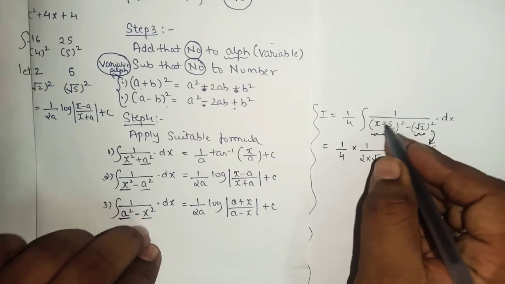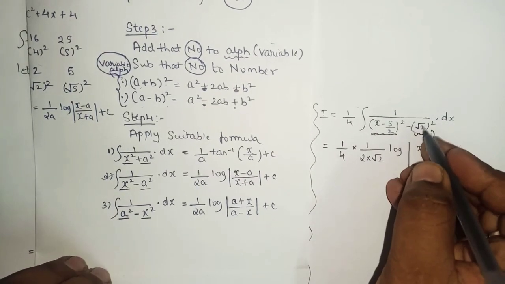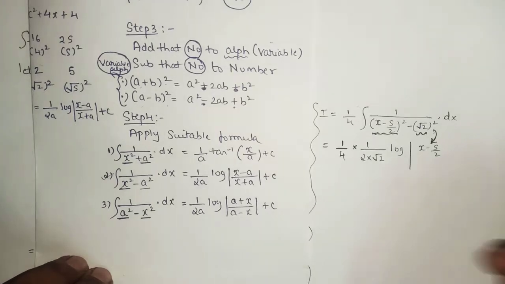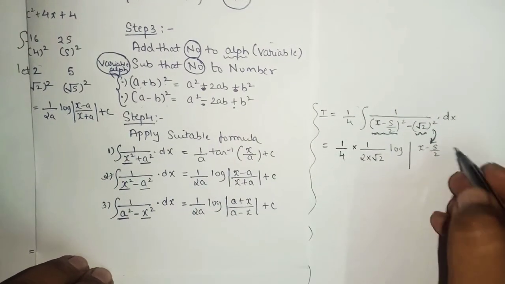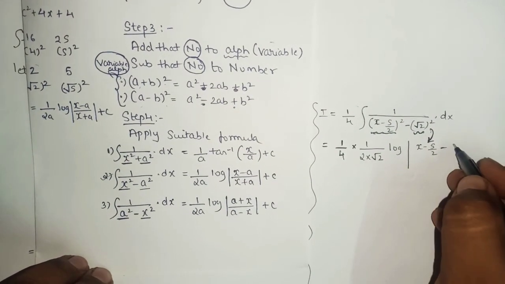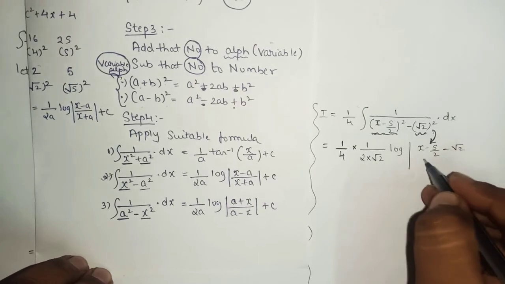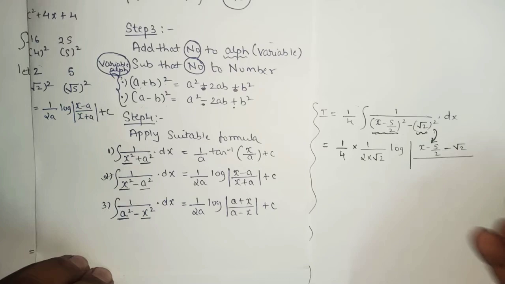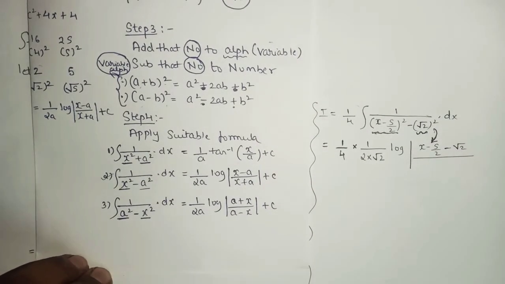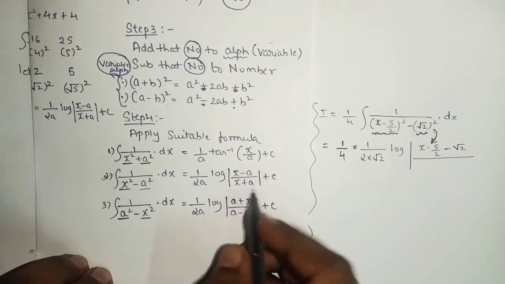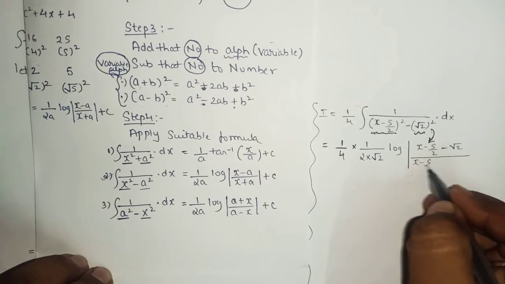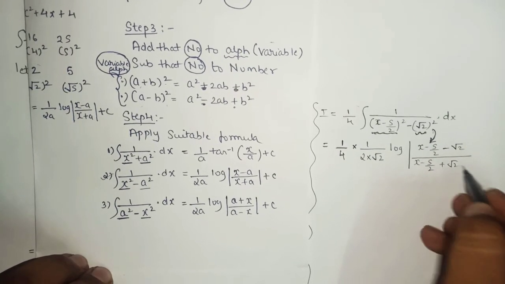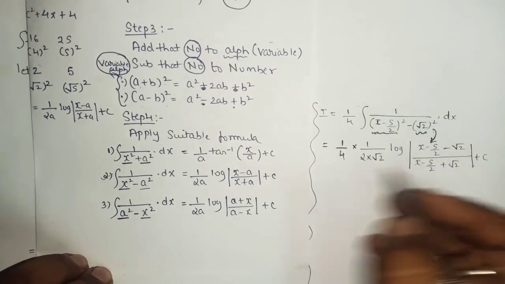This is x, yes or no? As I told, this part is x and the number part is a. X minus a. What is there in place of a? It is root 2. Yes or no? So after this, upon x plus a. So this part, x plus a, is what? Root 2. Mod plus c.